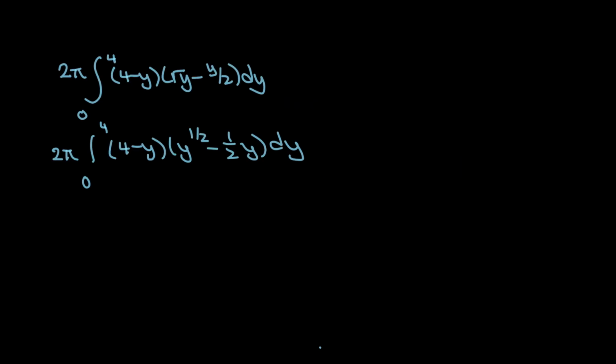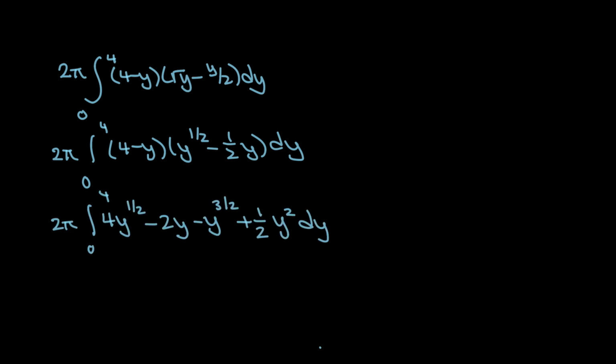To do this integration, we'll have to multiply this out. I'm going to go ahead and change that square root of y into a y to the 1/2. And then using FOIL, my first would be 4y to the 1/2. Outer, 4 times negative a half is negative 2, so negative 2y. Inner is going to be negative y to the 3/2. I added the exponents to multiply. That was a y to the 1 times y to the half. 1 plus a half is 3/2, so y to the 3/2. And then last, minus y times 1/2 y, it's a minus 1/2 y, would be a plus 1/2 y squared.